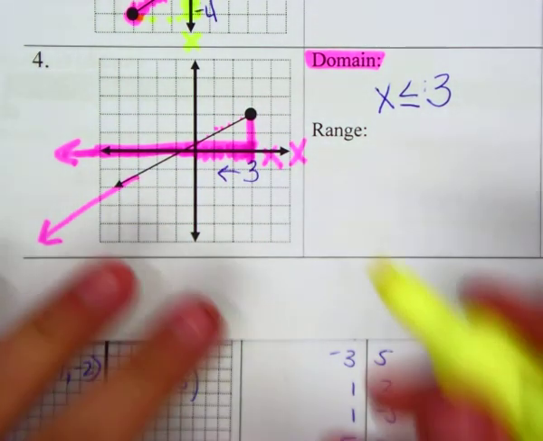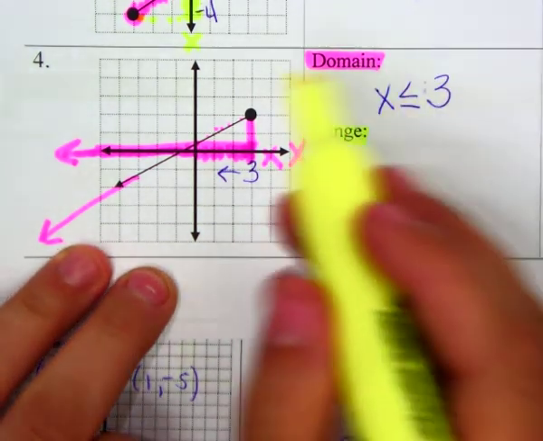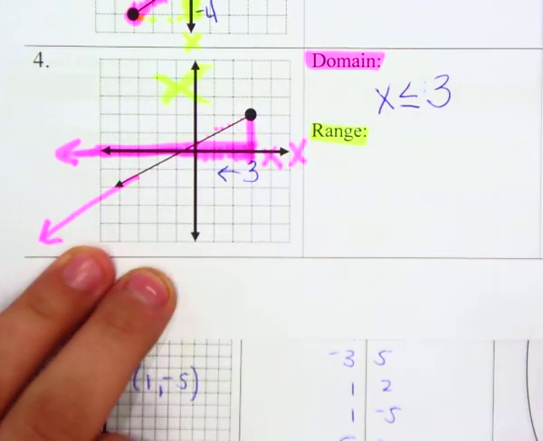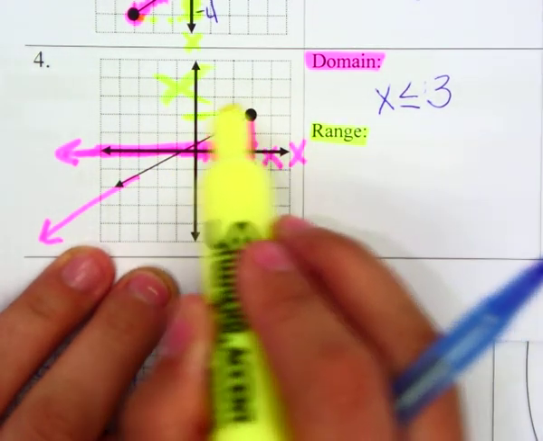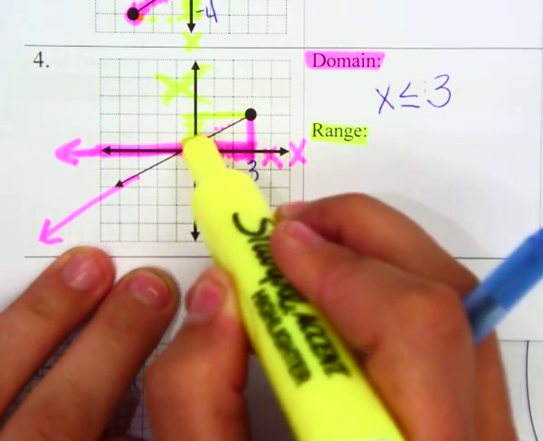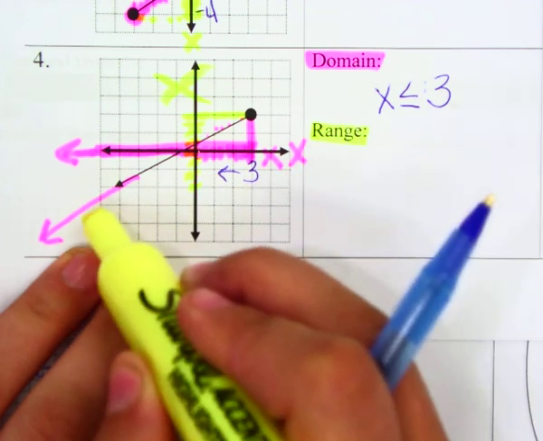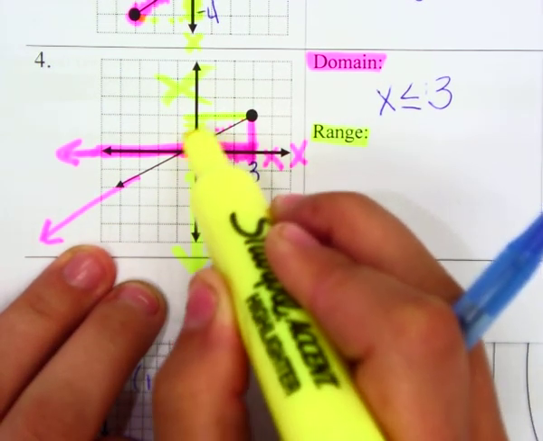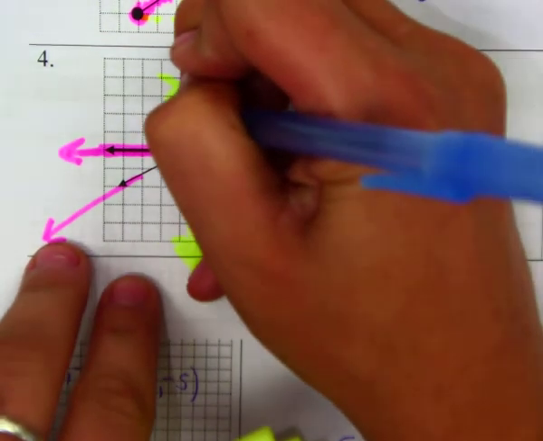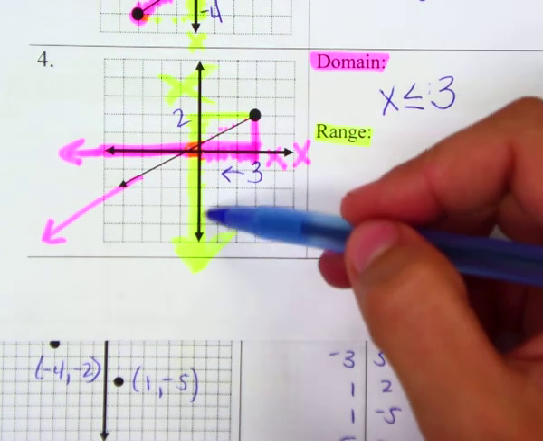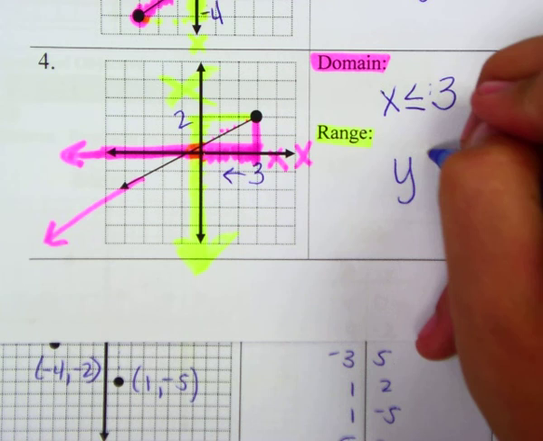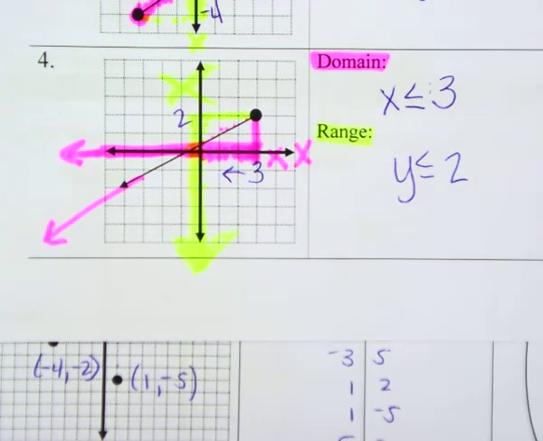Now to the range. Range is yellow, same idea. There's nothing living up here. There's nothing in the range up here. However, there is something here. And there is something here and here. And this arrow keeps going, so technically this keeps going down. So the range is all the y values that are smaller than 2. Y values less than or equal to 2.